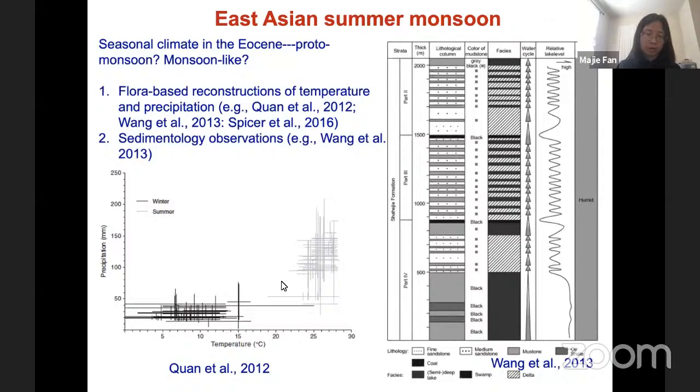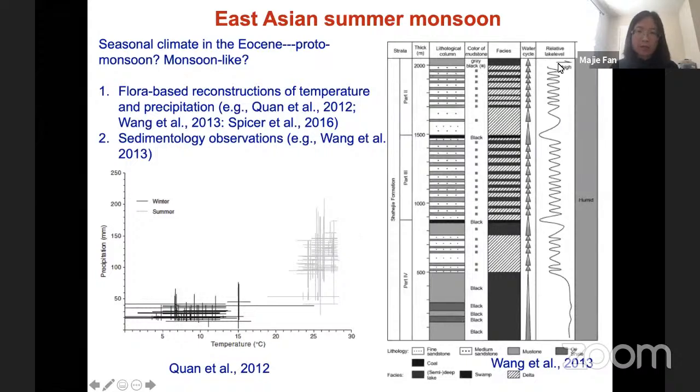by looking into the leaf fossils. So we see that the reconstructed winter temperature and precipitation are clustered in this area. And then the summer temperature and the precipitation are clustered in this area. So this clear separation shows that there's seasonal change in climate, okay, particularly precipitation amount. So that suggests there is monsoon climate during the Eocene time.